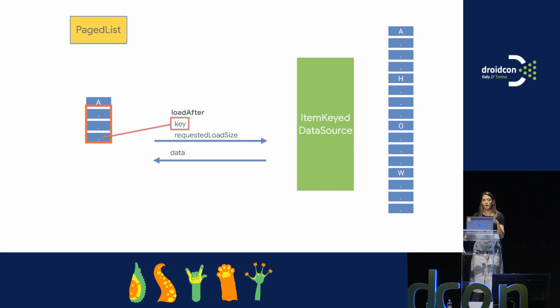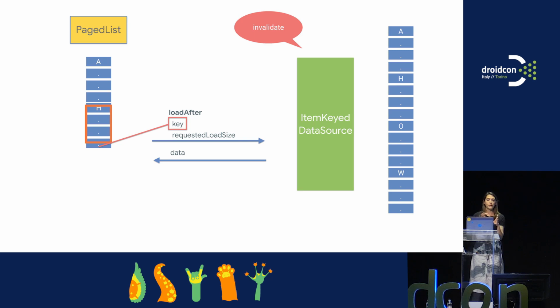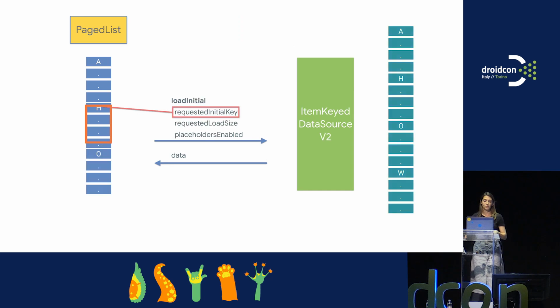Once we're scrolling and we're at the end of the list that we have in memory, the load after method is being called. And there, we can pass the key as the key of the last item that's being displayed. Based on that, we can get the items after that key, and then set them to the page list, and so on. And then we can continue loading after.